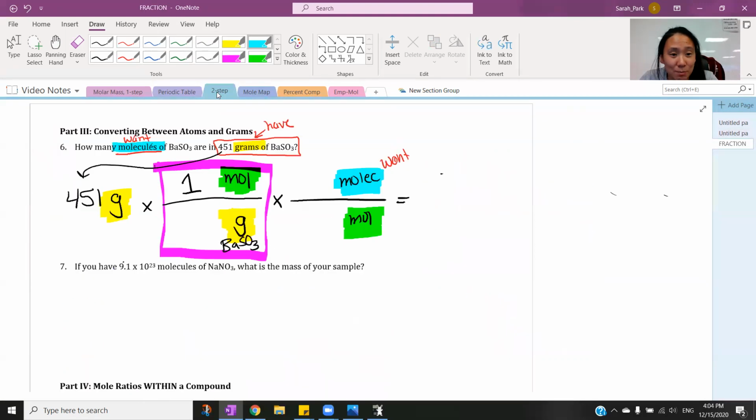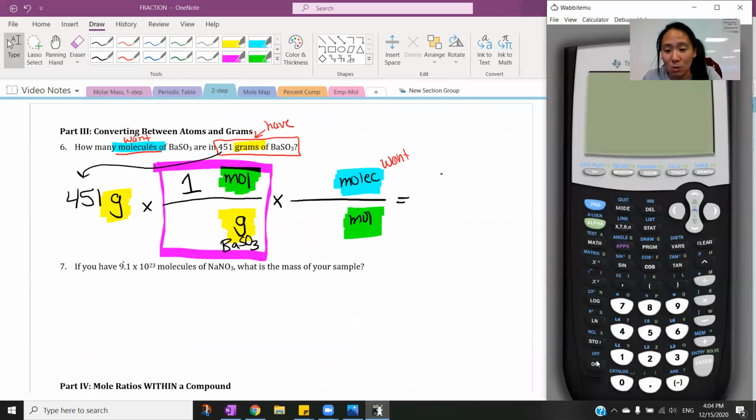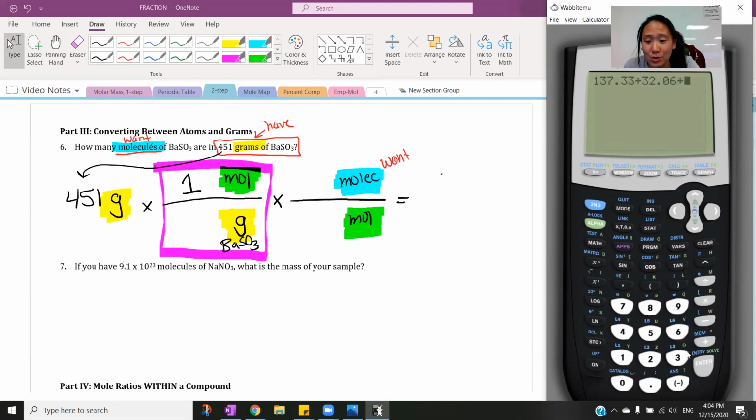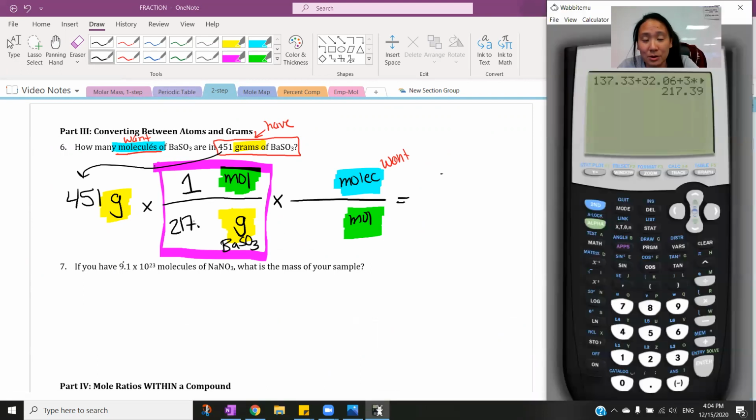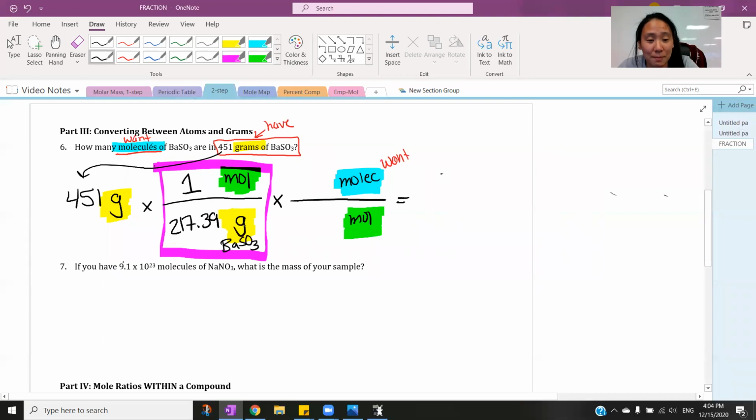So barium is 137.33. We're going to add 1 sulfur, which is 32.06. And then we are going to add 3 oxygen. So 3 times 16 is going to give us 48. That gives us 217.39 grams. So this is the mass of the entire compound.